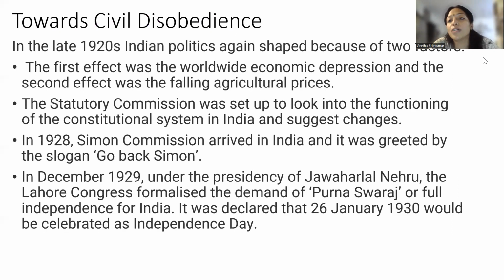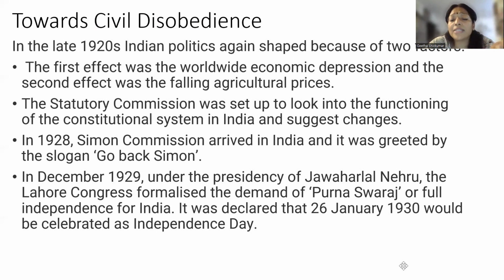Let's move towards the civil disobedience movement. When we talk about towards the civil disobedience movement, a 2-mark question can be asked. In 1920, Indian politics was shaped. What are the 2 factors which shaped Indian politics? The first one was the worldwide economic depression, in which agriculture prices fell, and the second one is the Simon Commission. People did not support the Simon Commission.